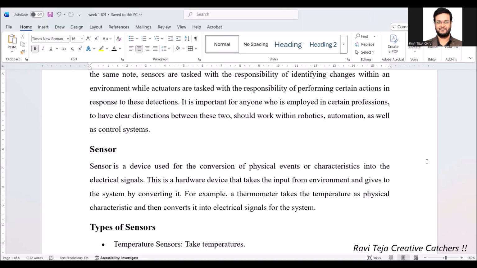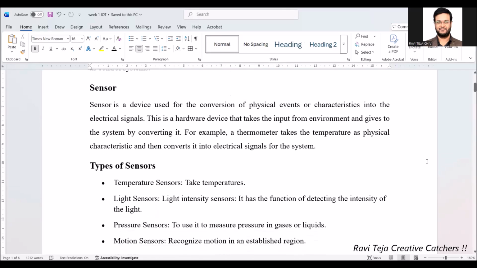Not only this, it can be monitoring the health of a plant, or it can be monitoring oxygen levels, different types of gases in the atmosphere, or it can be anything. Any sensor will be working on the same principle. It converts the physical events into electrical signals, and these electrical signals will be processed further in order to have some output in the form of a display or any kind of mechanism.